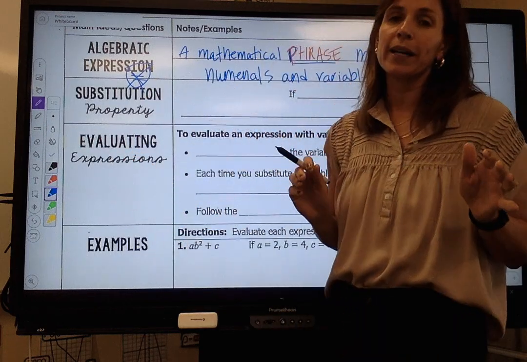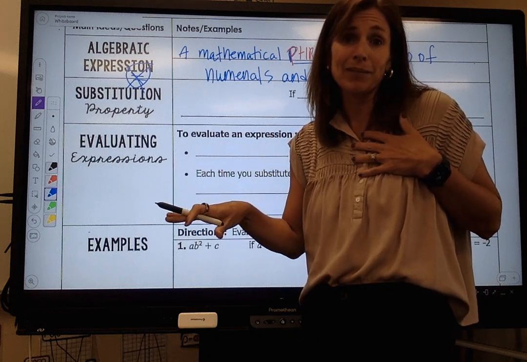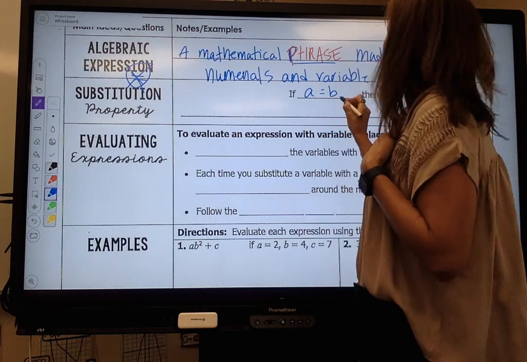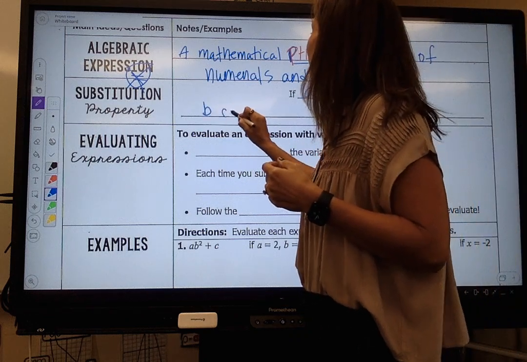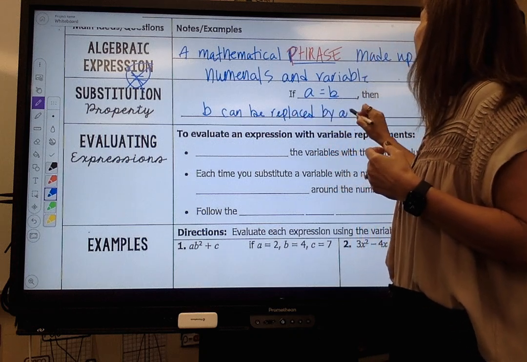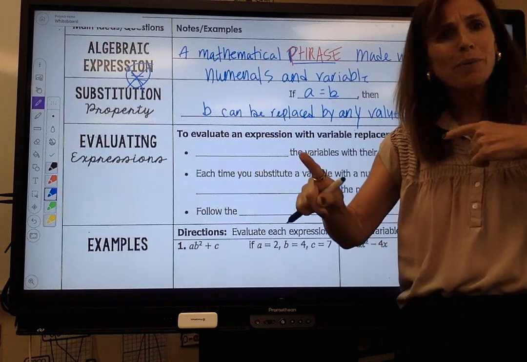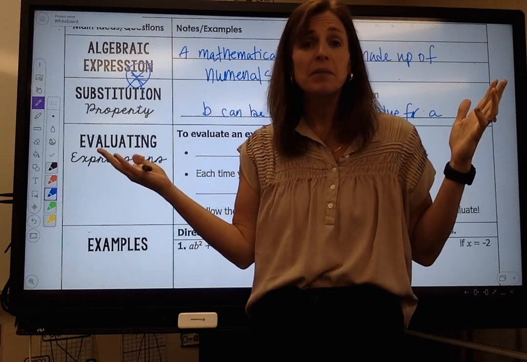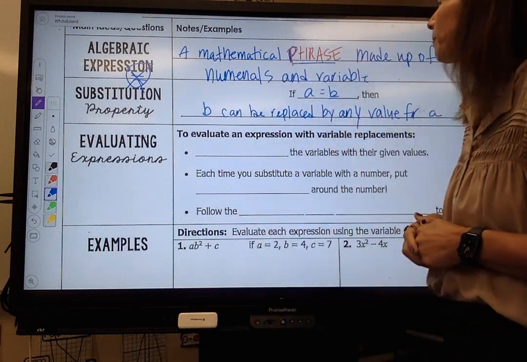Now, substitution property, substitution. Let's talk about that for a second. If I'm not here, somebody else is taking my place, right? So, if A equals B, so let's say that I'm A and my substitute is B. Then what happens? That means that B can be replaced by any value for A. It means we just swap them out. If I'm not here, your day doesn't change. My substitute comes in and you go about your business, right? So if A equals B, that means I can just pop it in anytime I want. It means the same thing.